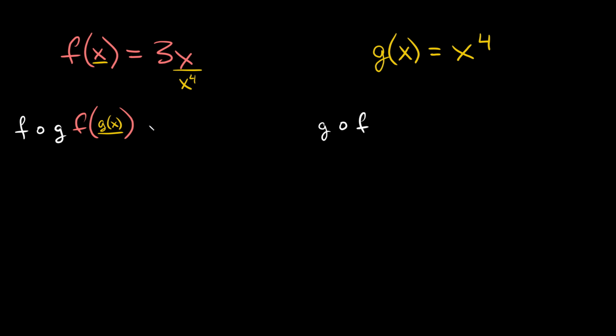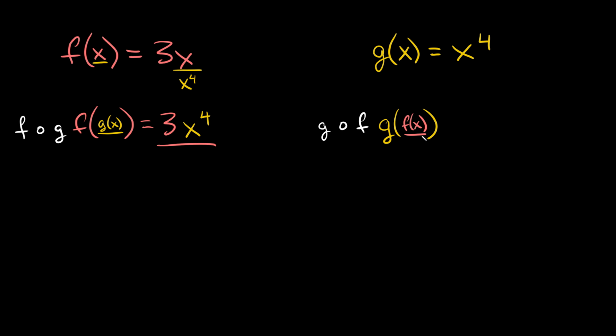So here, f of g of x is going to be equal to 3 times x, but again, we're going to plug in that x to the 4th right there. Now, this is already as simplified as we can write it, luckily, so this would be our final answer. Now, let's go on to finding g of f of x.